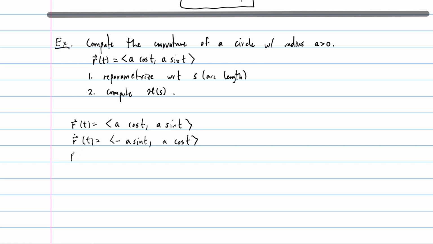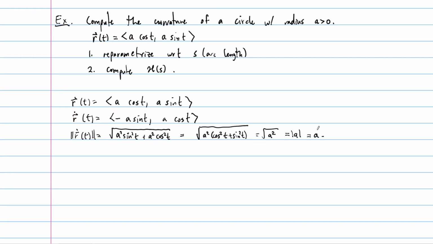And then we need to compute the length of this, right? So the length of r dot of t is related to the arc length function. So the length of this is going to be the square root of a squared sine squared t, square everything, right, plus a squared cosine squared t. The a squared can factor out. So we're left with cosine squared t plus sine squared t, and then this is the Pythagorean identity. So this is just the square root of a squared, which is the absolute value of a, but a is positive because it's a radius, right? So this is just a. So the speed of our particle, if we think of a particle moving around the circle, is a. It's the same as the radius.